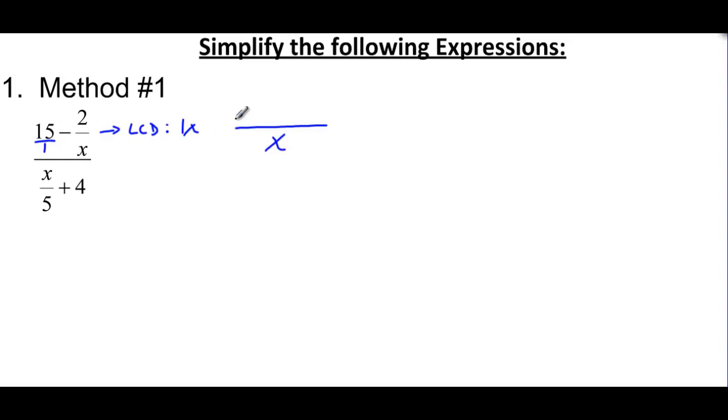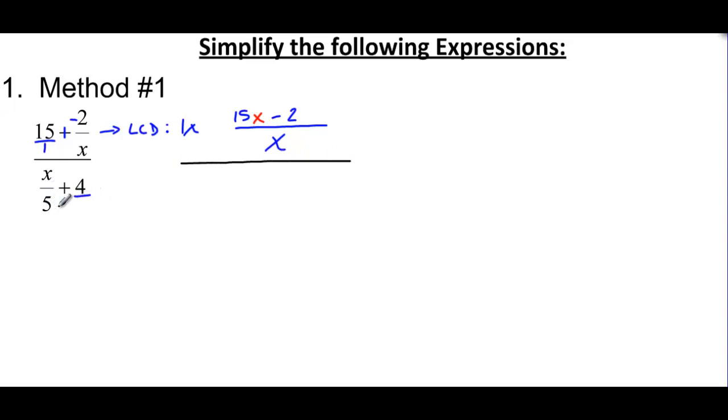So I have a 15, but my denominator was a 1, so I'm missing an x. Whenever I see my sign, I like to change it to a plus and negative. So I have a minus 2, and I'm not missing anything from my denominator for my LCD, so I just get 15x minus 2. I can't do any more simplifying, so that's my numerator. But I'm going to do the same thing in the denominator.